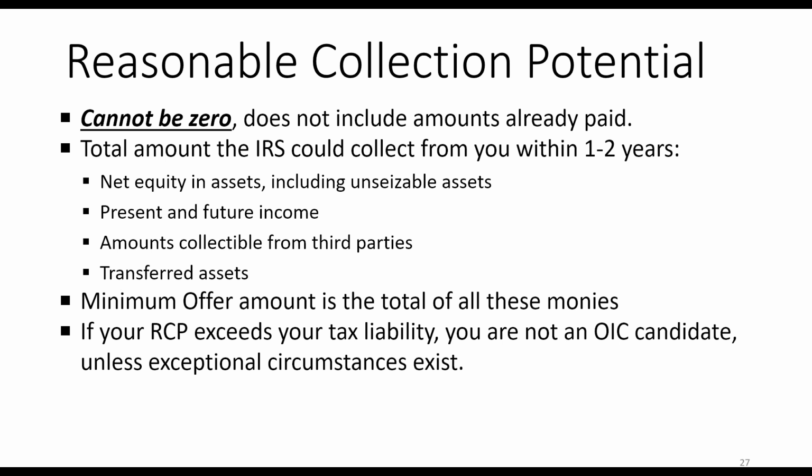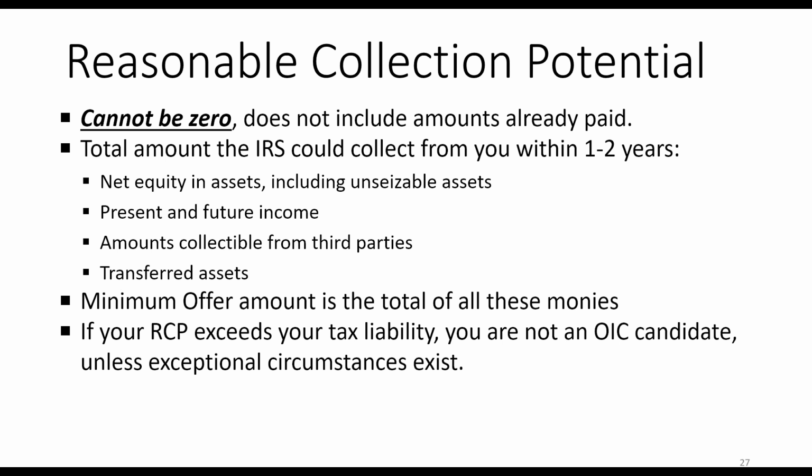It includes net equity in assets, including assets that cannot be seized, such as a primary residence. The IRS requires a district court judge to sign off on a primary residence seizure. They hardly ever happen. So it's the quick sale value of the asset minus any loan amounts. That's what the IRS expects to see. They're looking at present and future income. They're looking at amounts collectible from third parties, such as a business's accounts receivable list.